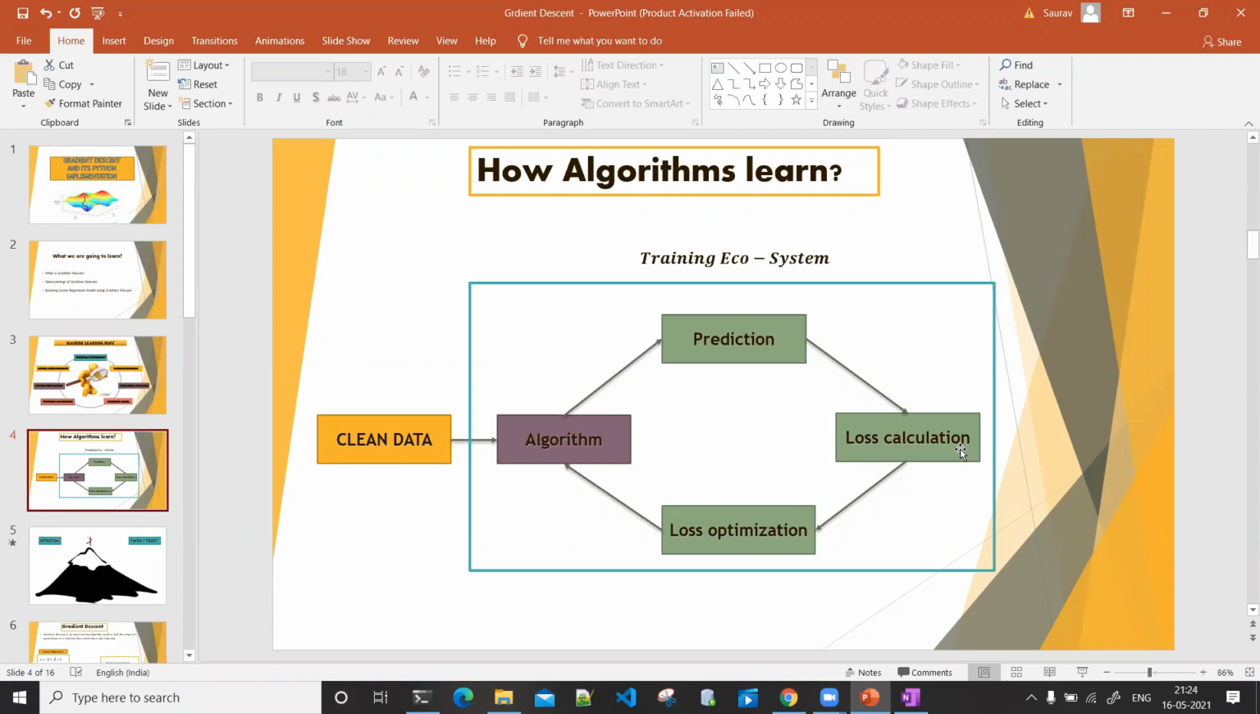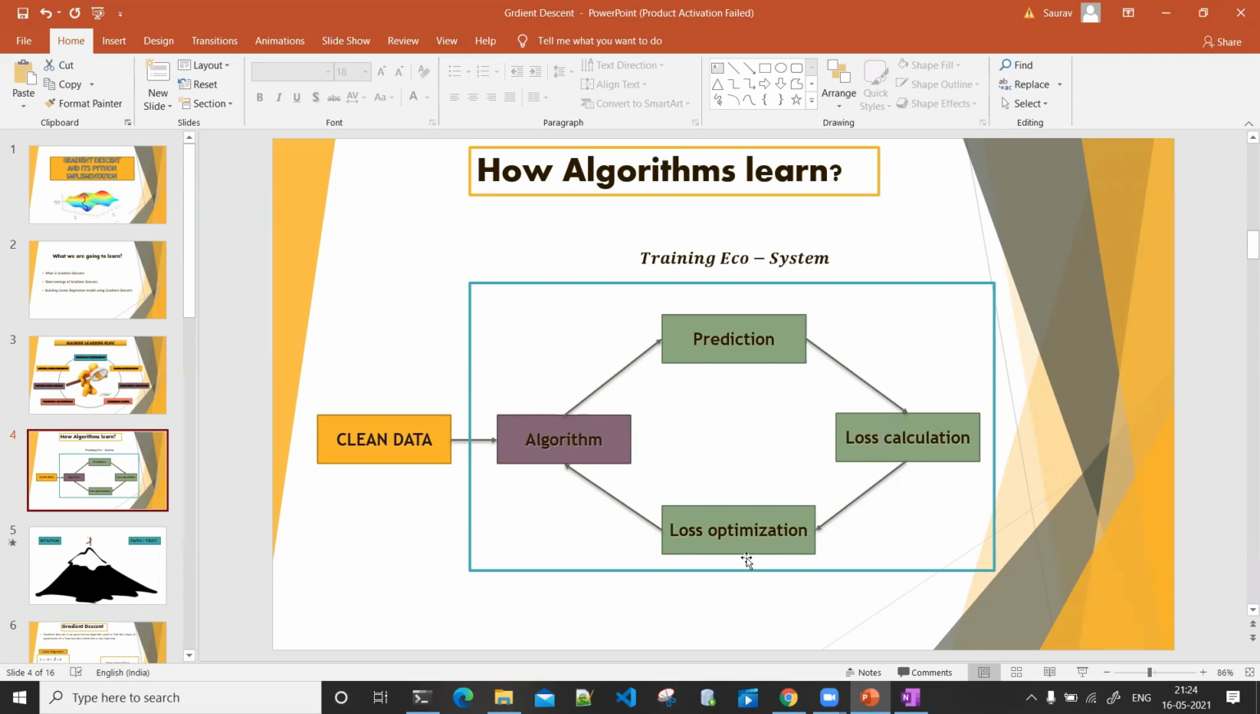For example, suppose you are an algorithm and you are giving a test. In the test, out of 10, you scored 5. So you are predicting some answers, then you are calculating the loss. You came to the conclusion that you are getting 5 marks, but you have to attain 10. That is a loss of 5 marks.